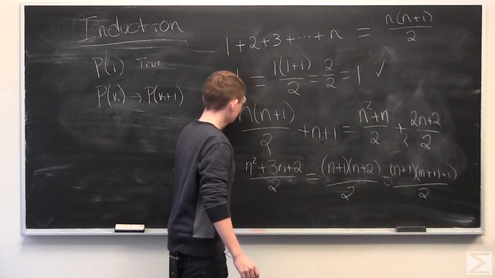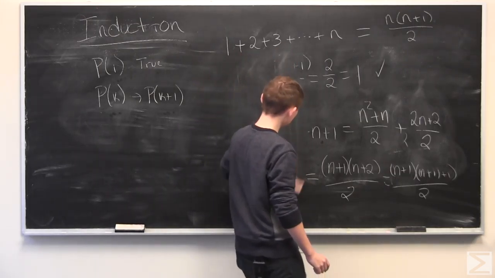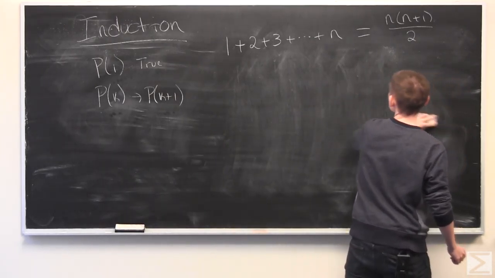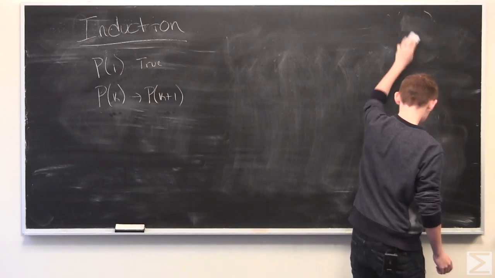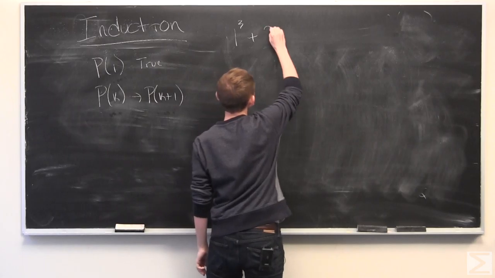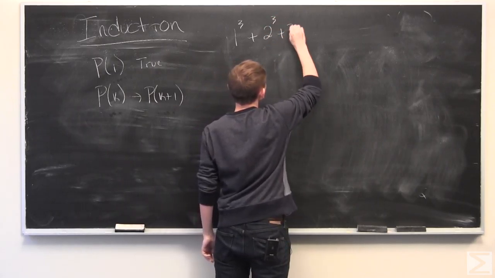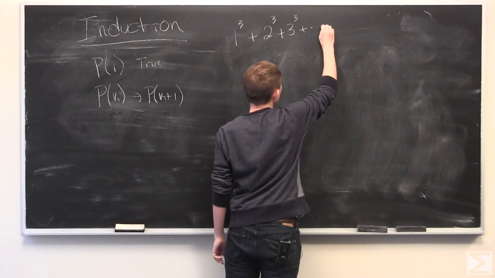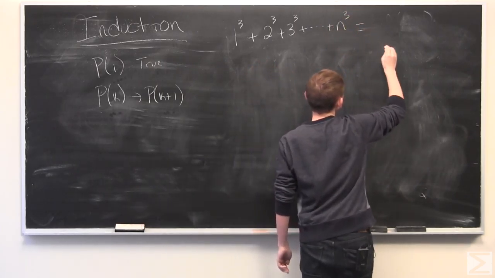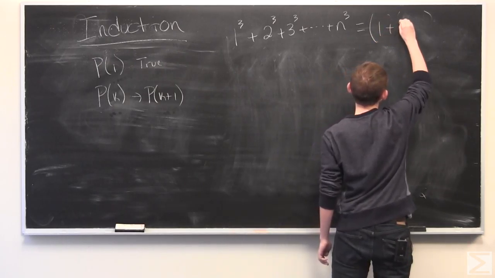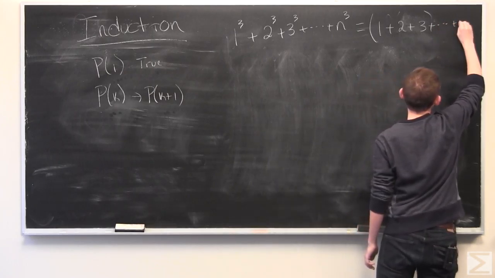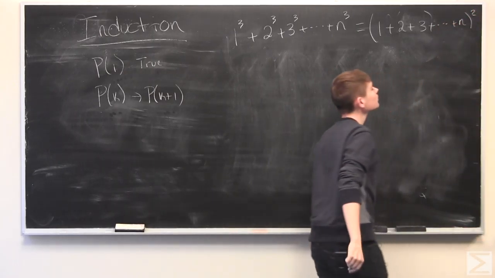And we can do a slightly more complex example using the same formula. So I claim that if you sum the cubes of the natural numbers up to n, this is equal to the square of the sum of the natural numbers up to n.